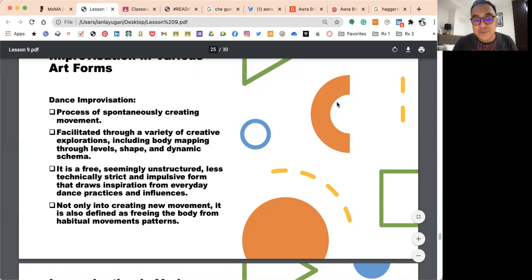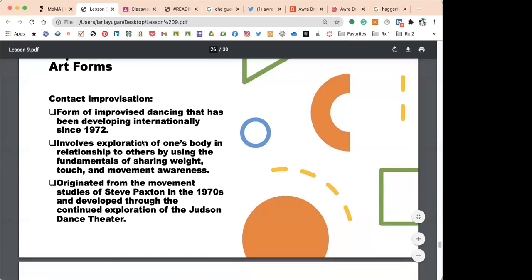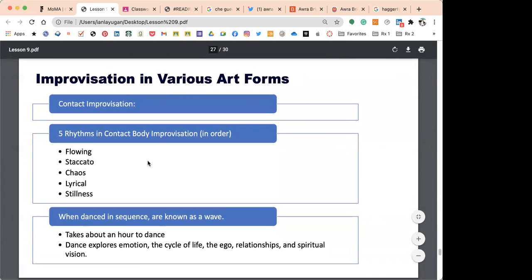We're inside the classroom, we can do this, but we're not in class, so I cannot help you with an improv. Gustong-gusto ng mga komto. Ayan. So, contact improvisation, a form of improvised dancing that has been developed internationally since 1972, involves exploration of one's body in relationship to others by using the fundamentals of sharing weight, touch, and movement awareness. It originated from the movement studies of Steve Paxton in the 1970s and developed through the continued exploration of the Judson Dance Theater. So, ayan, improvisation in various art forms.